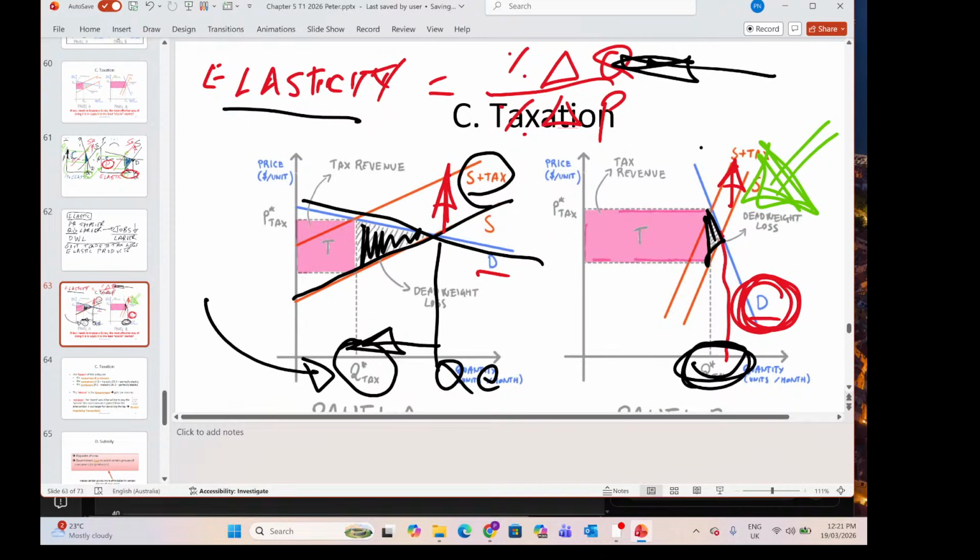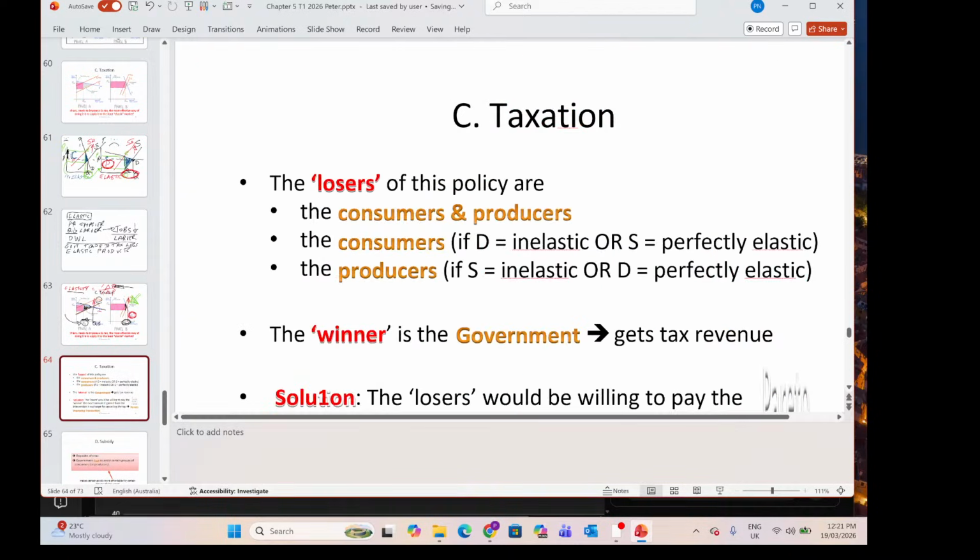All right, so there's just one more slide on this, I think. So who are the losers of a taxation policy? Well, consumers and producers are both going to lose. Consumers will lose more if the demand is inelastic, or even worse, if it's perfectly elastic. Producers will lose if demand is more elastic.